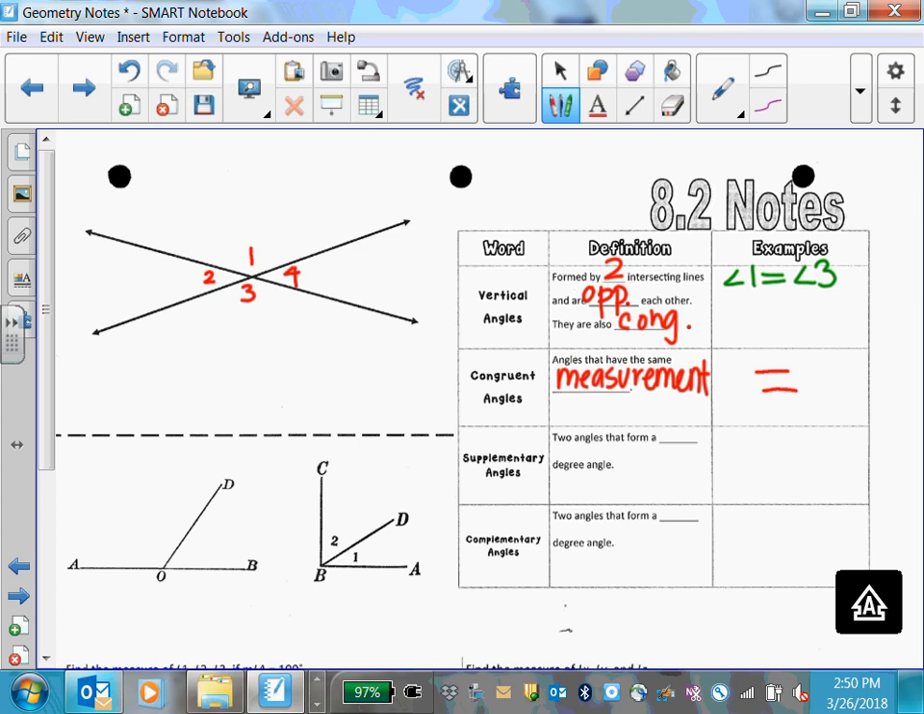What's the other pair of vertical angles in here? Angle 2, angle 4.